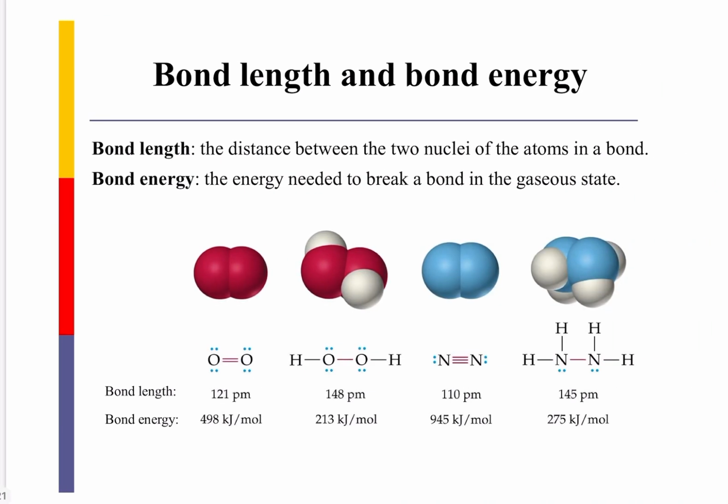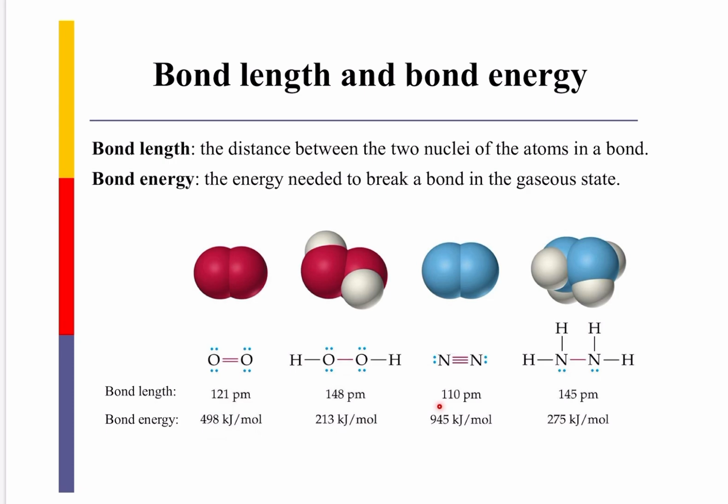But sometimes we can have different types of bonds in the covalent bond. We can have a single bond, double bond, triple bond. In the single bond, the bond length is high, and the bond energy is low. If we have a double bond, bond length decreases and energy increases.